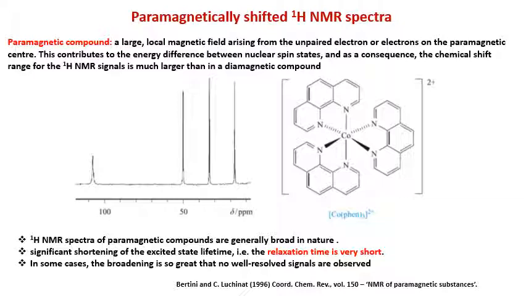The second significant change you can observe in paramagnetic NMR is a broadening of the signal. This is very important. Paramagnetic NMR signals are naturally very broad, and why is it so? This is because of the significant shortening of the excited state lifetime, that is, the relaxation time is very short. Because of the unpaired electron density over the metal center, the higher energy spin state can relax quickly. So T1 is very low, and therefore you get very broad peaks, broad in nature.